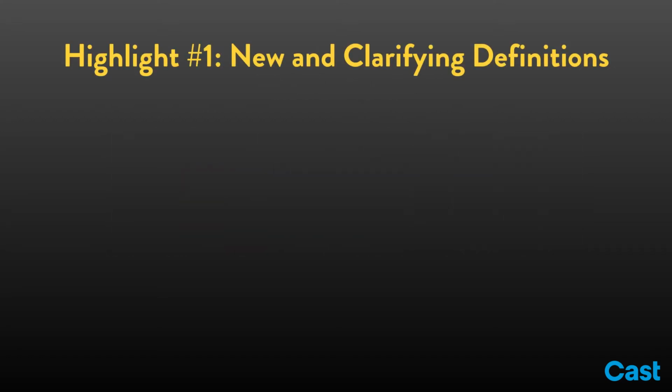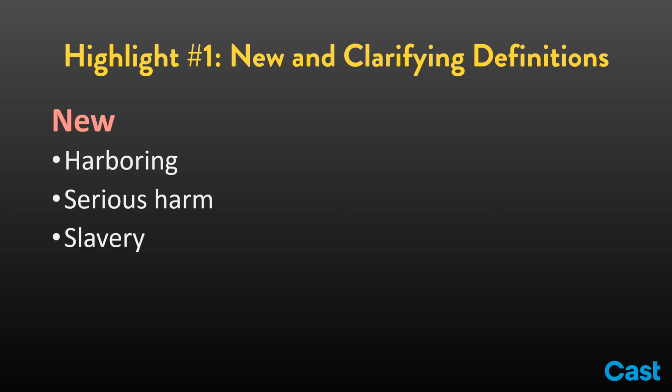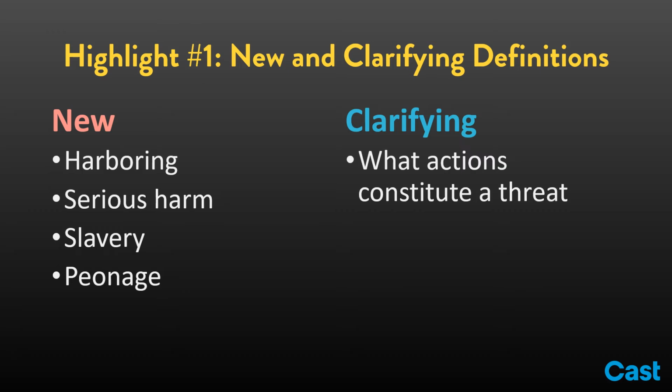The first highlight we'd like to share is that Chapter 2 of the T visa section provides new and clarifying definitions for severe form of trafficking. While some of these definitions have existed in the Trafficking Victims Protection Act, the definitions are newer to immigration guidance. The new definitions include harboring, serious harm, slavery, and peonage. The policy manual also provides new clarification on what actions by a perpetrator constitute a threat for purposes of legal coercion. For these definitions, there are several case law examples in the appendix.